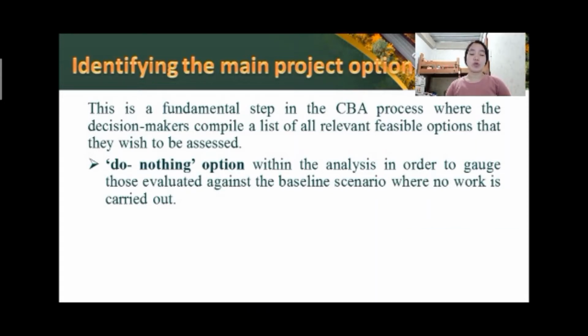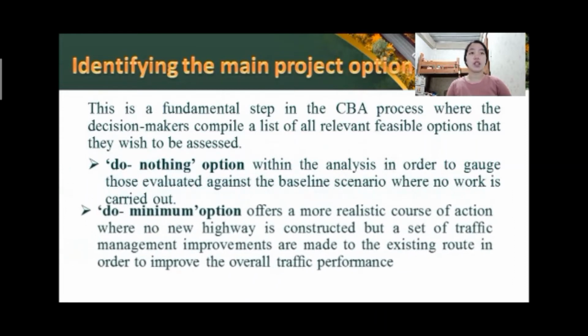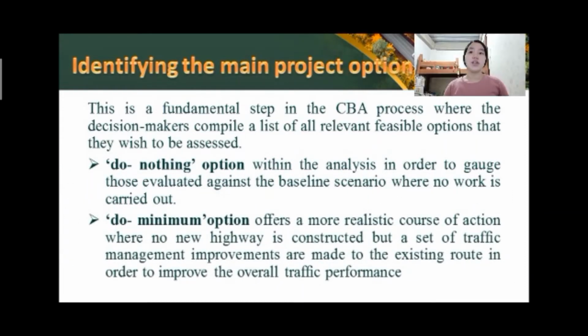It is usual to include the do-nothing option and the do-minimum option. The do-nothing option is included within the analysis in order to gauge the other options evaluated against the baseline scenario where no work is carried out. The do-minimum option offers a more realistic course of action where no new highway is constructed, but a set of traffic management improvements are made to the existing route in order to improve the overall traffic performance.